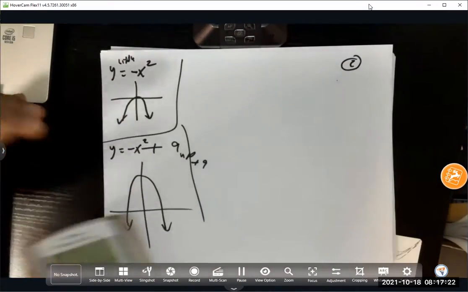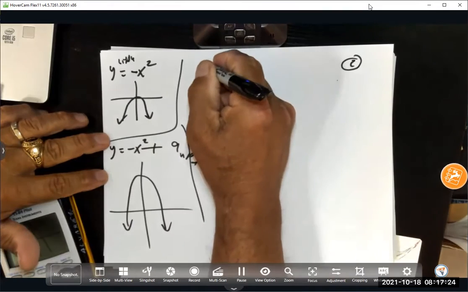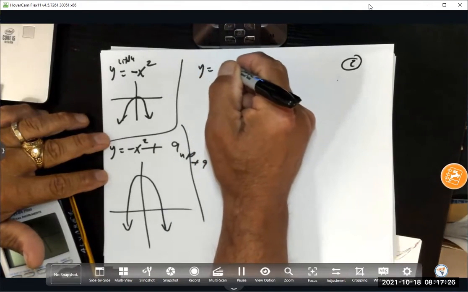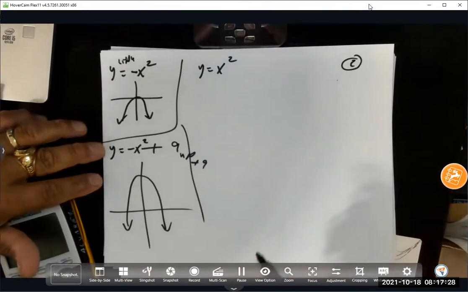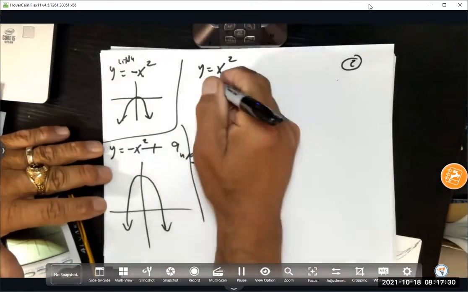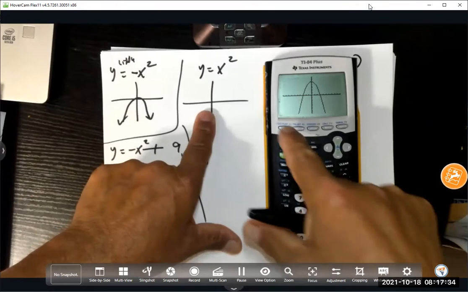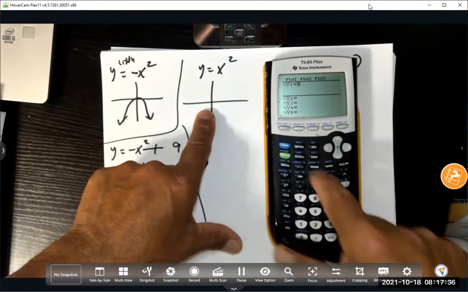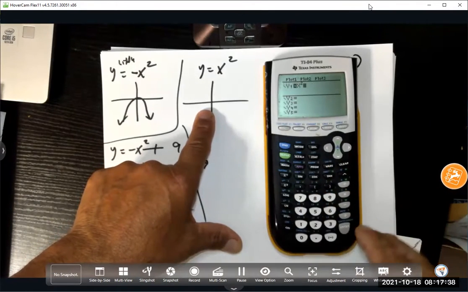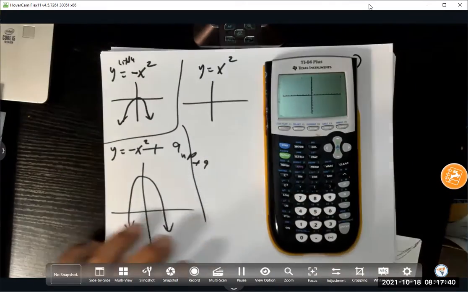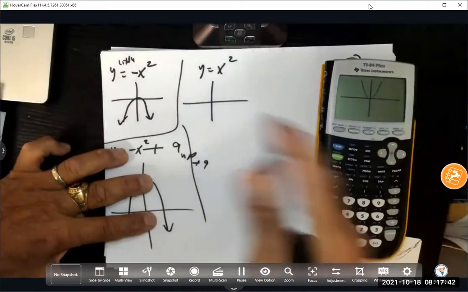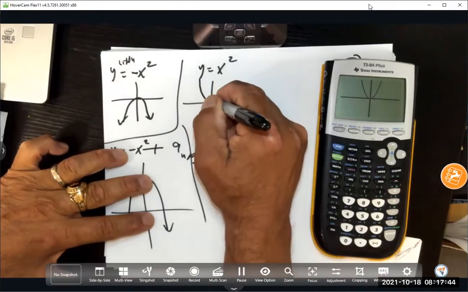So I'm gonna go back to the original problem. Y equals x squared again. Just do this one because we already know what this is, but do it anyway. Y equals x squared. What is it gonna do? I don't know. Let's see. We forgot. It's just a parabola and it goes up. So now it goes up like this.